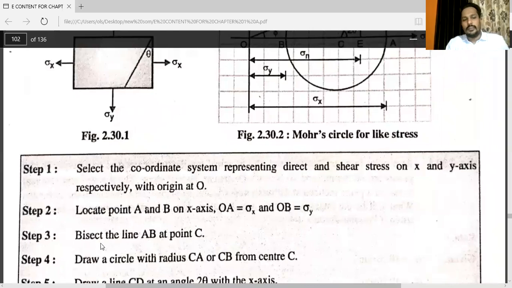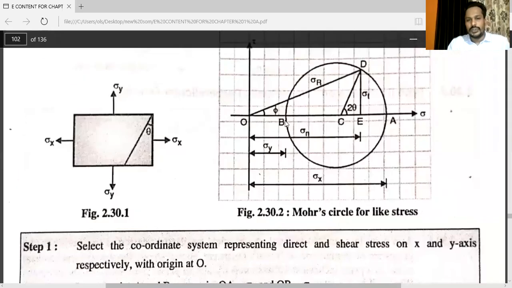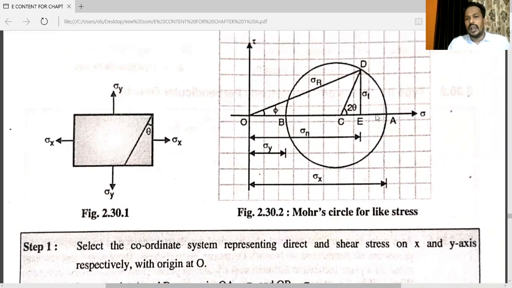Now the next step: bisect the line AB at point C. Now you have the distance AB. You have to take the center point of AB. You can bisect it, so you will get point C.